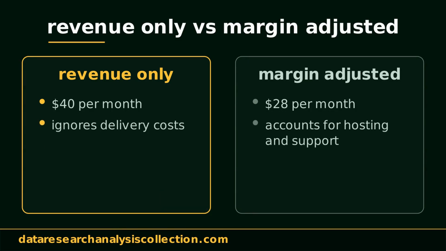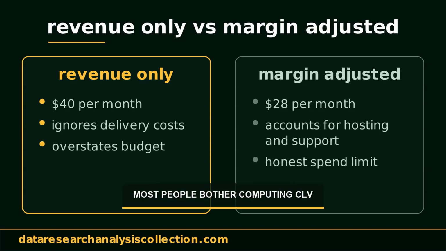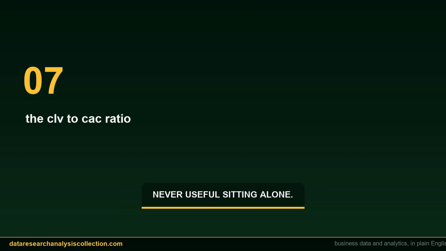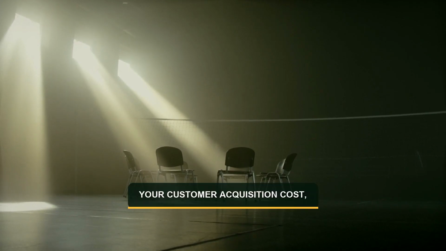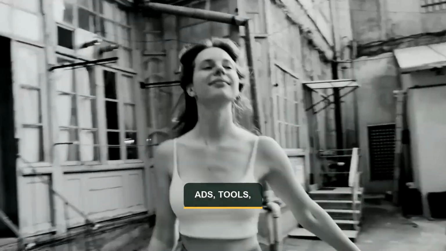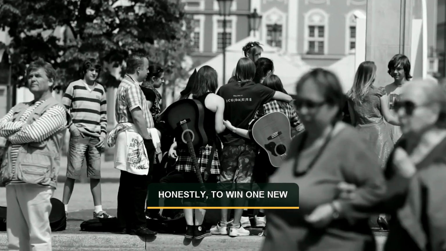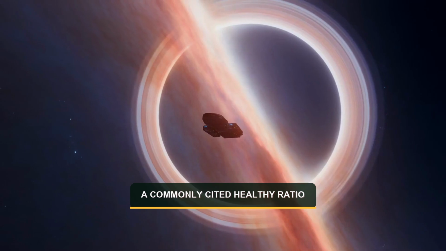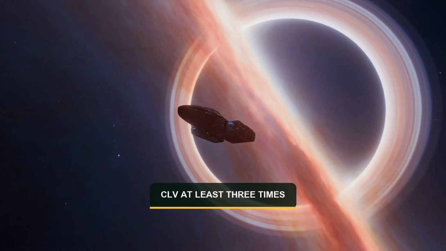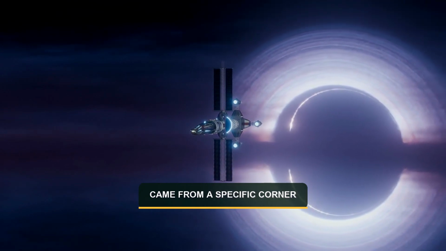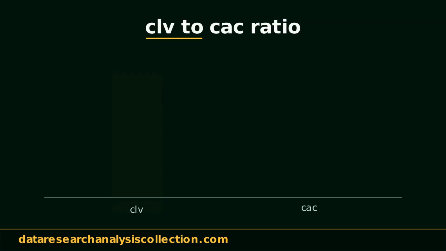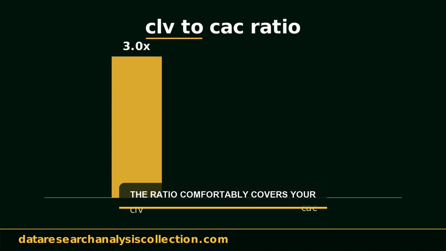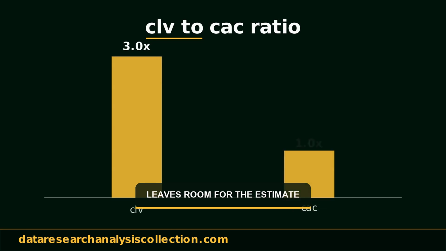The CLV to CAC ratio. Here is the actual reason most people bother computing CLV at all. It is almost never useful sitting alone. It becomes useful the moment you compare it against CAC, your customer acquisition cost, what you actually spend in ads, tools, or your own time valued honestly to win one new customer. A commonly cited healthy ratio is roughly 3 to 1, CLV at least 3 times your CAC, though that guideline came from a specific corner of the software industry and should not be treated as gospel for every kind of business. What actually matters is that the ratio comfortably covers your margin, your costs, and leaves room for the estimate being wrong, because it usually is, at least a little.